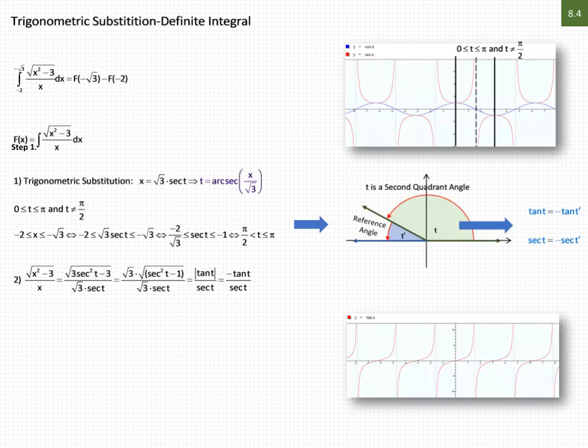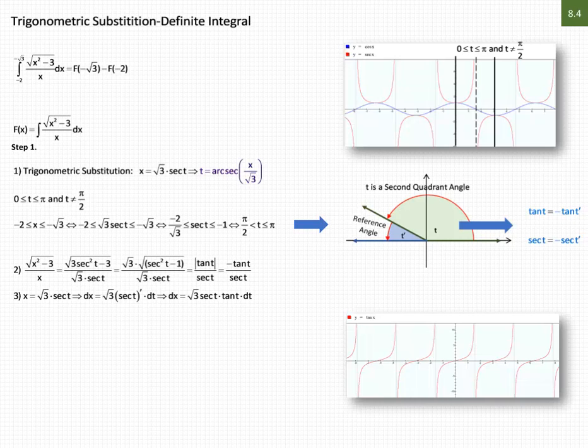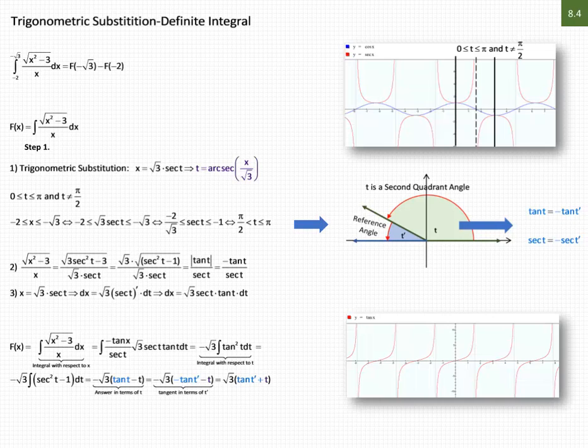In step 1, I rewrite the integrand in terms of t. The differential of x will be replaced by the square root of 3 times the derivative of secant t times the differential of t. With those substitutions, the initial integral with respect to x becomes an integral with respect to t. The next step is to evaluate that indefinite integral with respect to t.